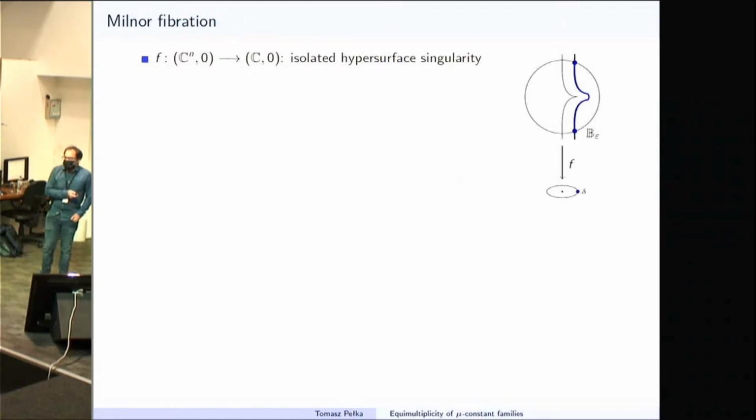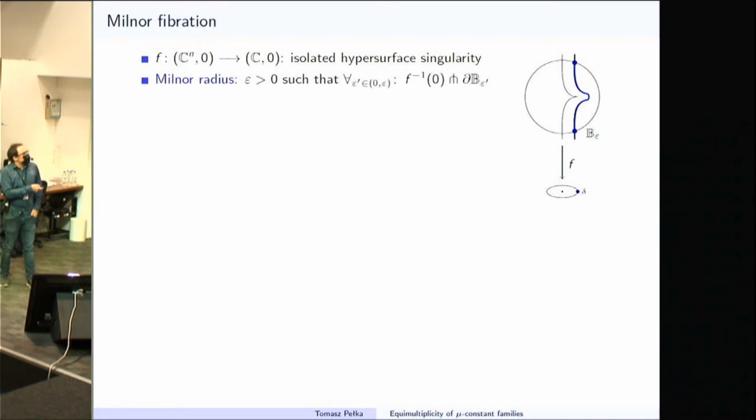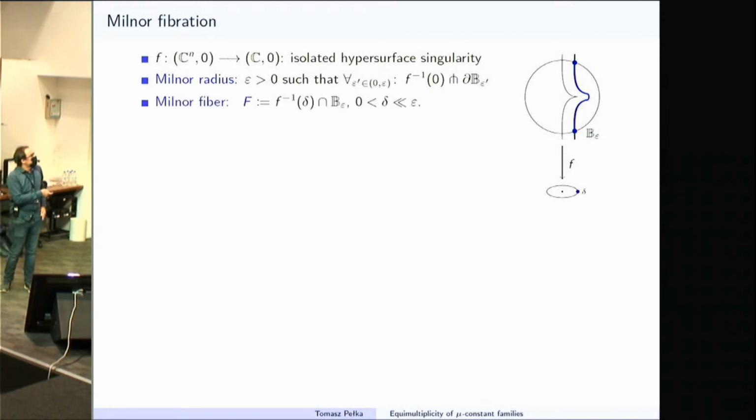Now I will recall some known facts about Milnor fibrations, mostly to settle notation. I start with one isolated hypersurface singularity. The Milnor radius is a small positive number such that all spheres are transversal to the zero fiber. So as I shrink this sphere, I always cut transversely. The Milnor fiber is just the intersection of the nearby fiber, which is smooth, with this Milnor sphere. The theorem by Milnor asserts that the Milnor fiber is homotopically equivalent to a bouquet of mu spheres of middle dimension. So mu is the Milnor number, and you see here that this is a topological invariant.